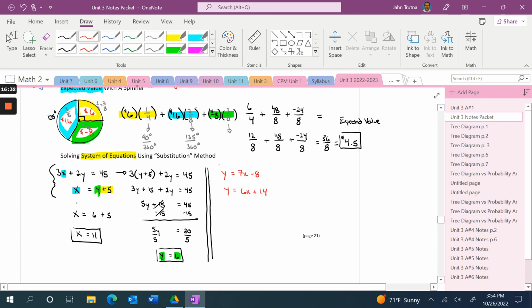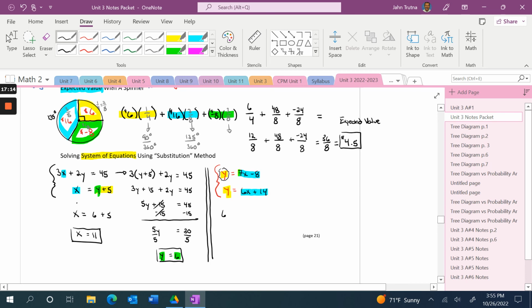Okay? So these two equations, when you put them together, because they're two equations, it's called a system of equations. Notice each equation has a y in it and an x in it. We have to figure out what x equals and what y equals. Now, y is equal to 7x minus 8, but y is also equal to 6x plus 14. So what we're going to do is, in the place of this y, I'm going to put a 6x plus 14.